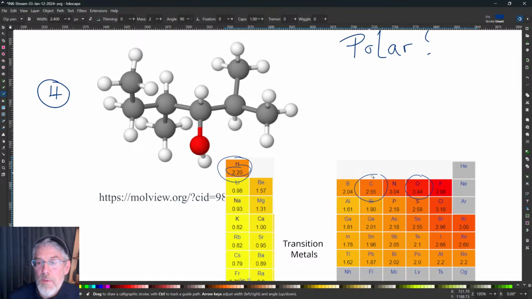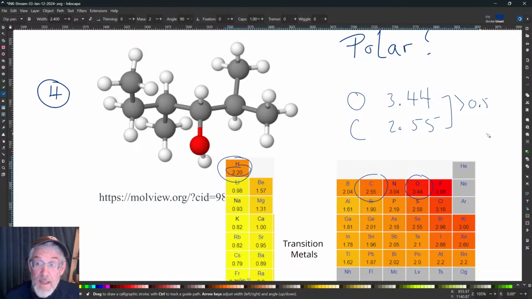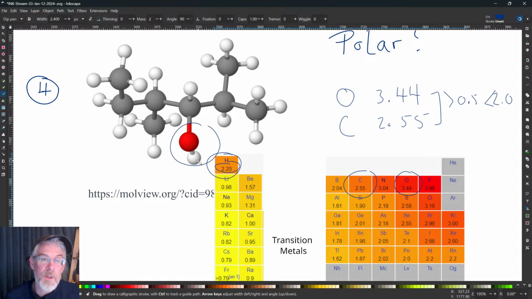The key here is we have oxygen is 3.44. That's its electronegativity value. And the carbon here is 2.55. So as long as the difference is greater than 0.5 and less than 2, because 2.0 and above would be ionic, this is a polar molecule. And because of that alcohol group, right, exactly. You see that oxygen and the hydrogen, you know it's going to be a polar molecule.